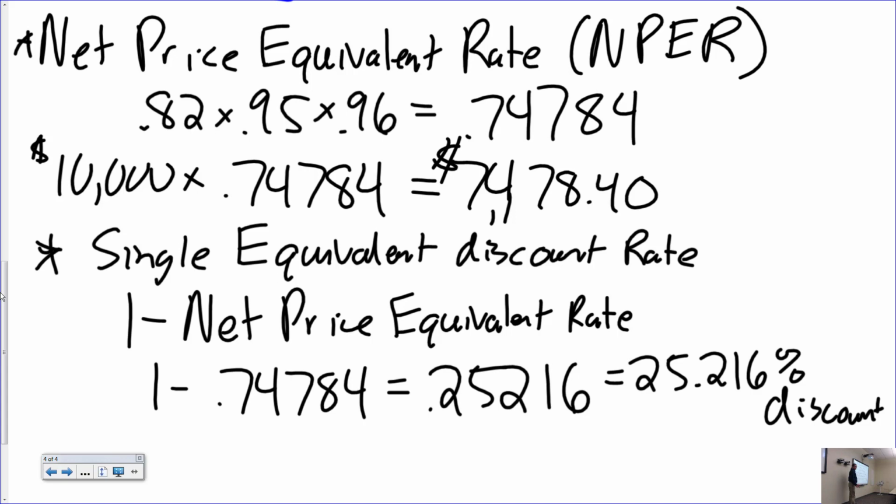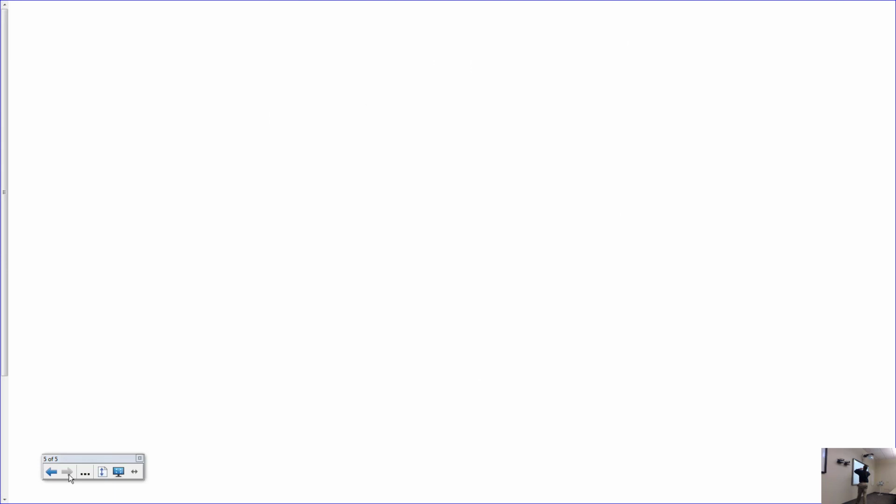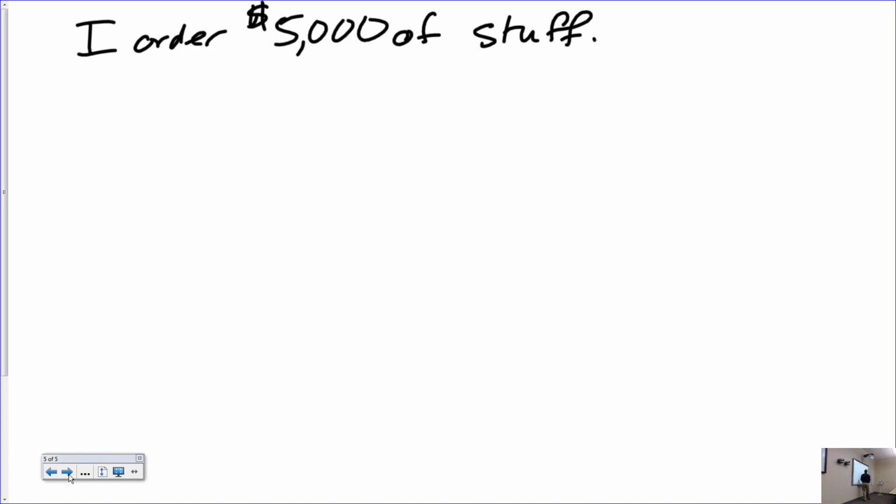All right, so let's try another one with all of this sort of built in. Let's move on away from hats. So let's suppose I order, well, let's make it simple, let's say I order $5,000 of stuff. Whatever it is, switch to your favorite retail business, and it's the stuff you sell in your retail business, all right? Let's suppose I did a little bit better negotiation. Let's suppose I got a 22/6/2 discount.